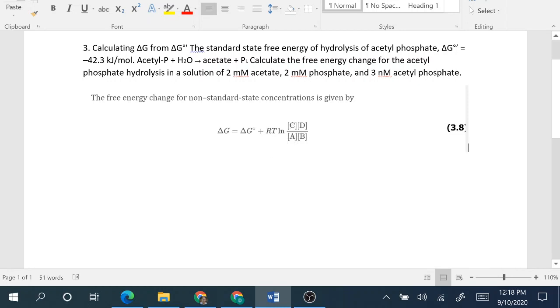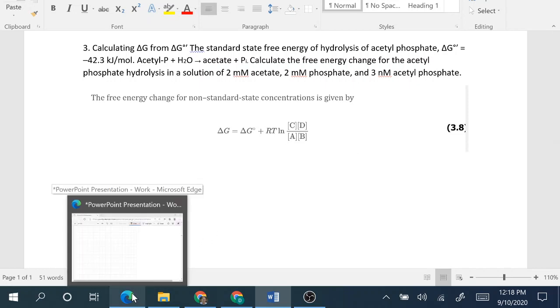And so remember, delta G naught prime is the same as delta G naught, except that we're given 1 times 10 to the minus 7 for the hydrogen ion concentration under delta G naught prime standard conditions. But that's not relevant here, so we can just plug in delta G naught prime for delta G naught. Right, so let's go ahead and get started.